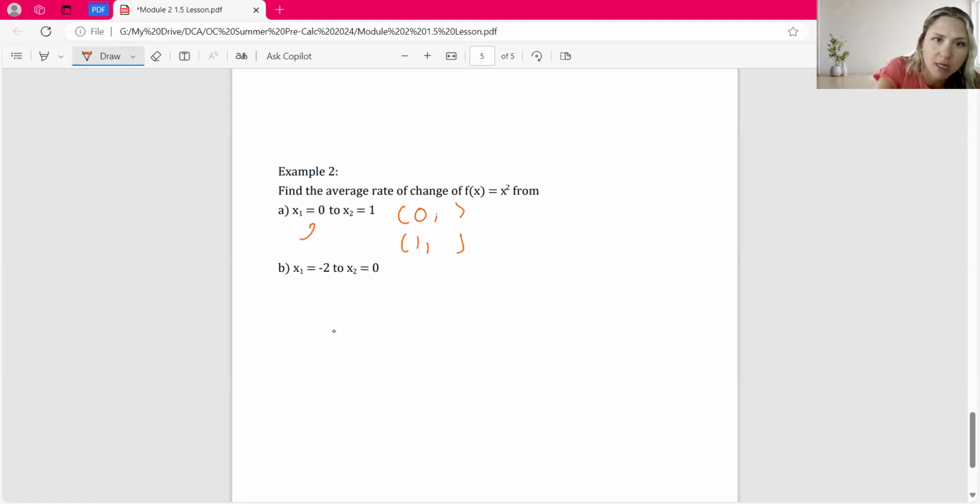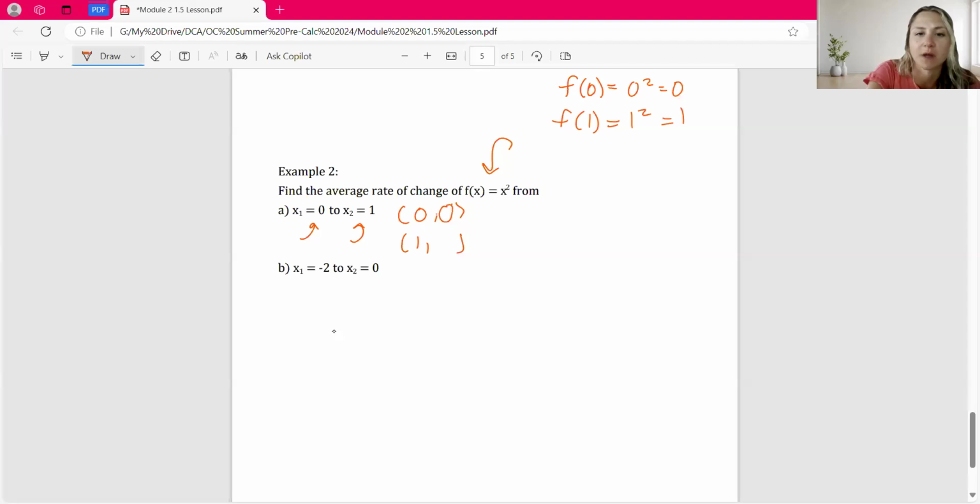Notice these are two x values for two different points. We know how to find the y values when we're given a function. So I'm going to find f of 0, and it's 0 squared, so that's going to give me 0. Here's the y value for this point. And then I'll substitute in 1, and I'll find f of 1 equals 1 squared, which I know is 1. And so now I can find the average rate of change, the slope of these two points from one x value to the next x value.